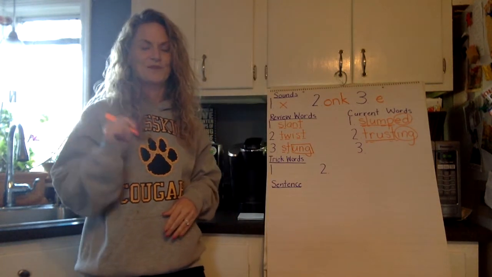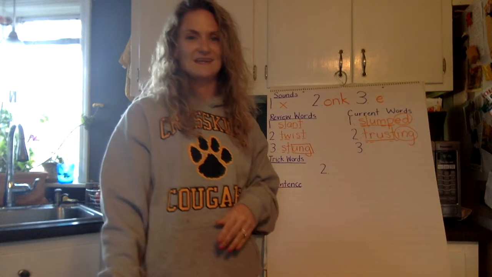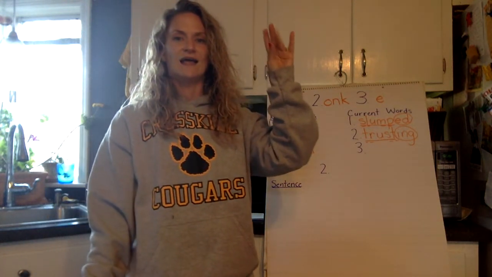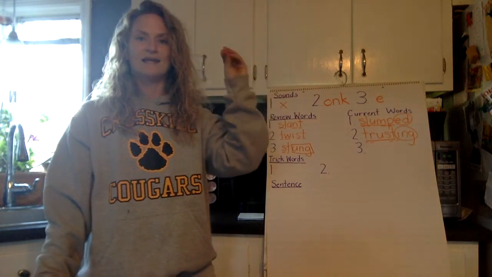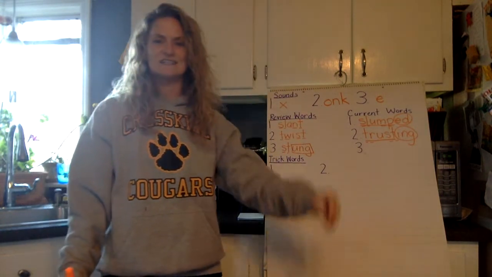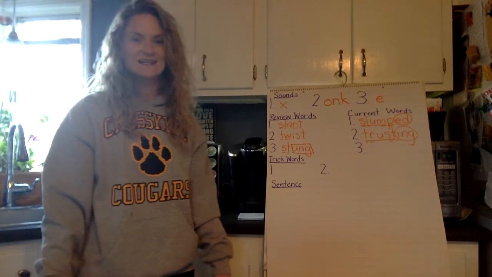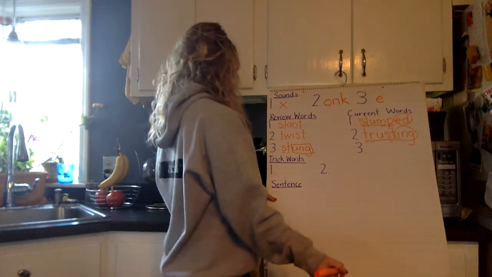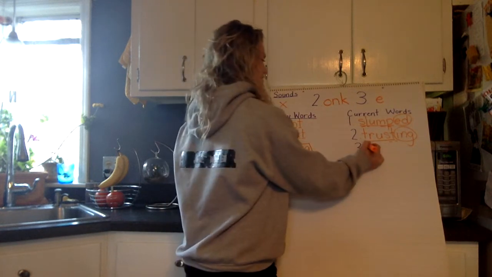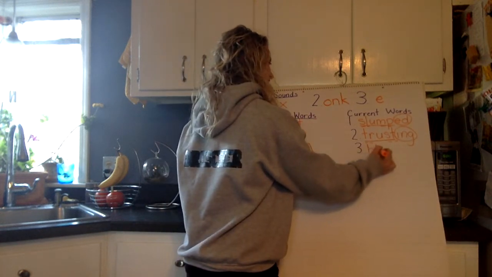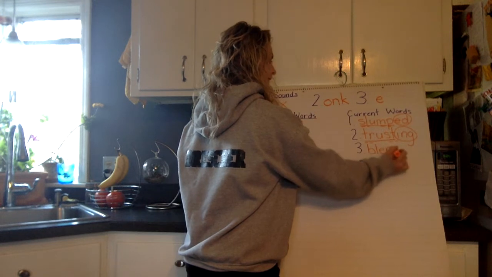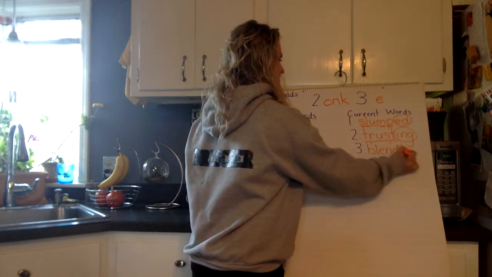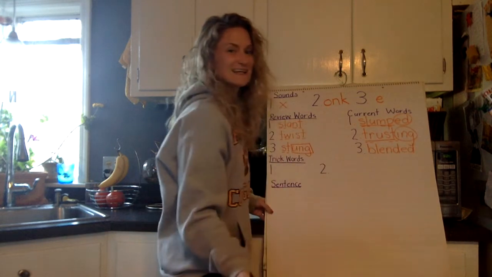Blended. What's the base word? It is blend. Let's tap it out. Here we go. B-L-E-N-D. Blend. Blended. Go ahead and write blended next to number 3. B-L-E-N-D. And blended, it's that ed suffix, but in the word blended, it sounds like an ID.